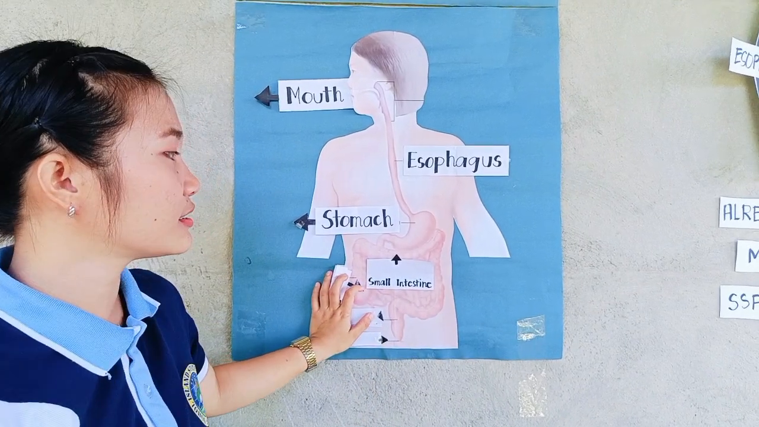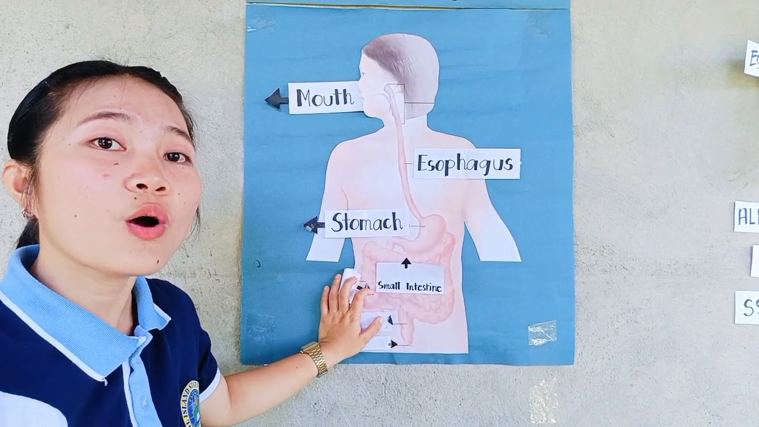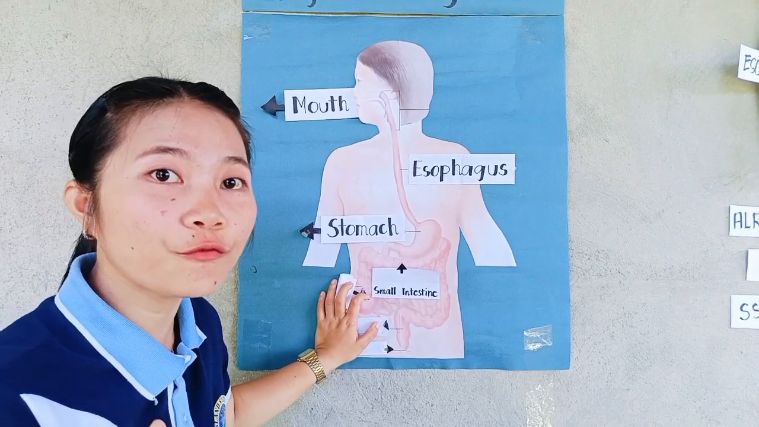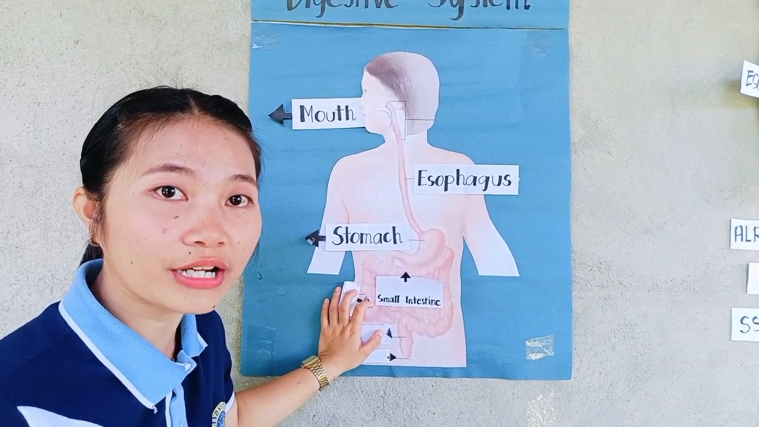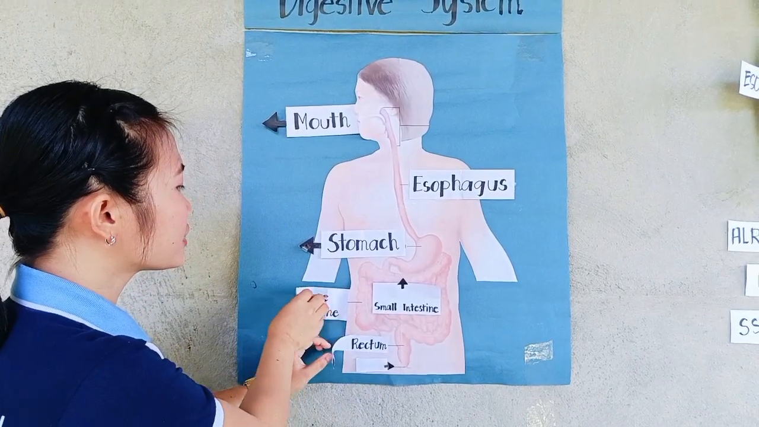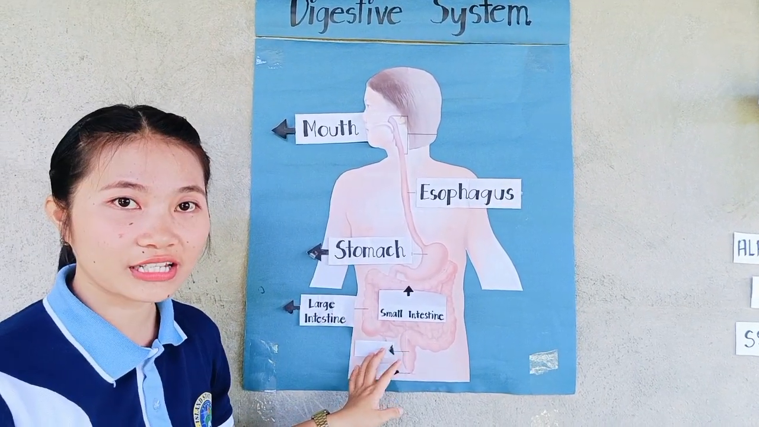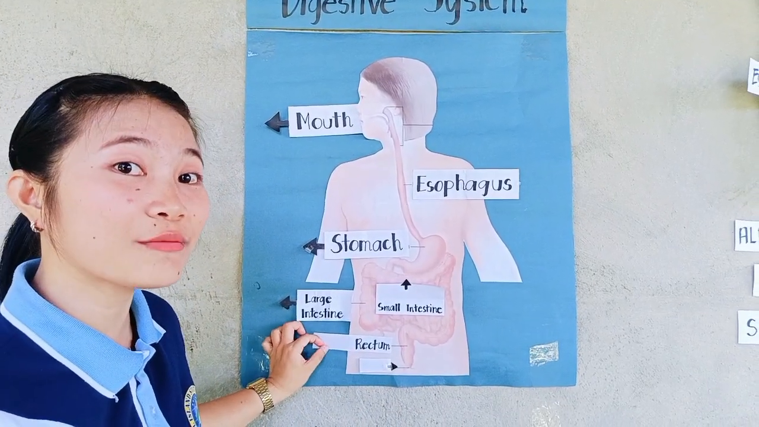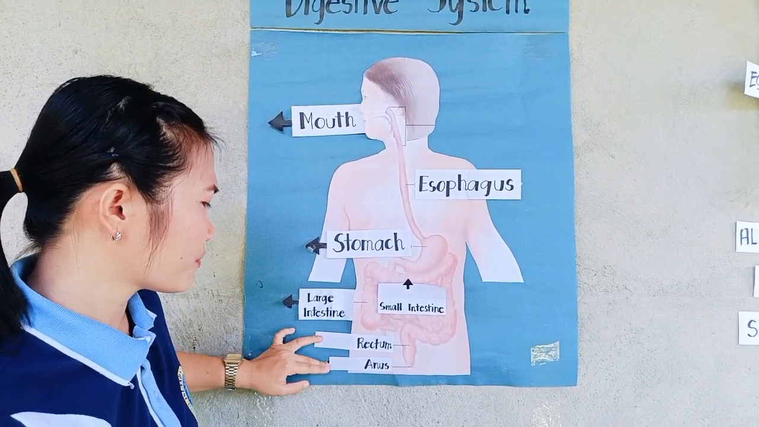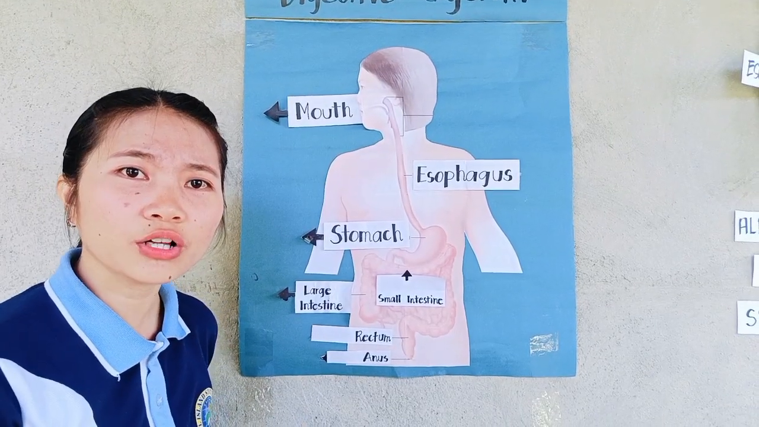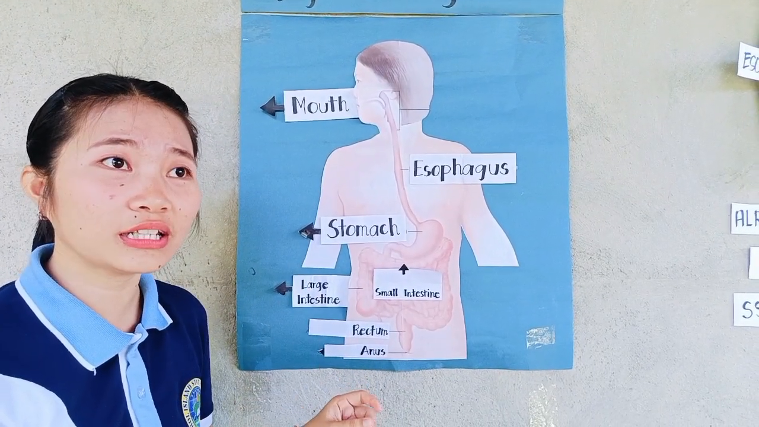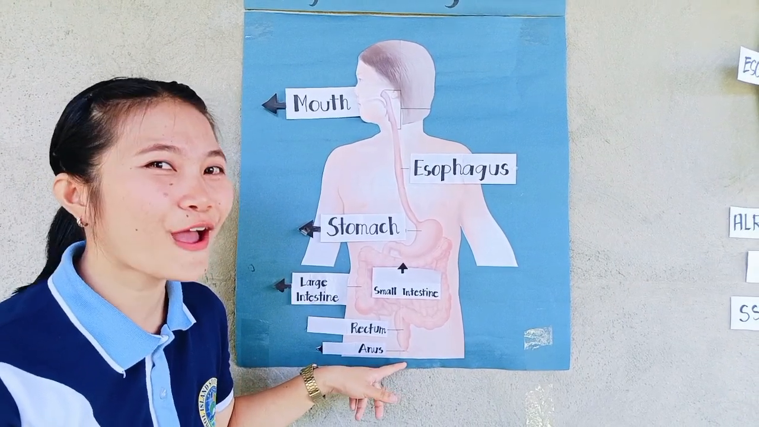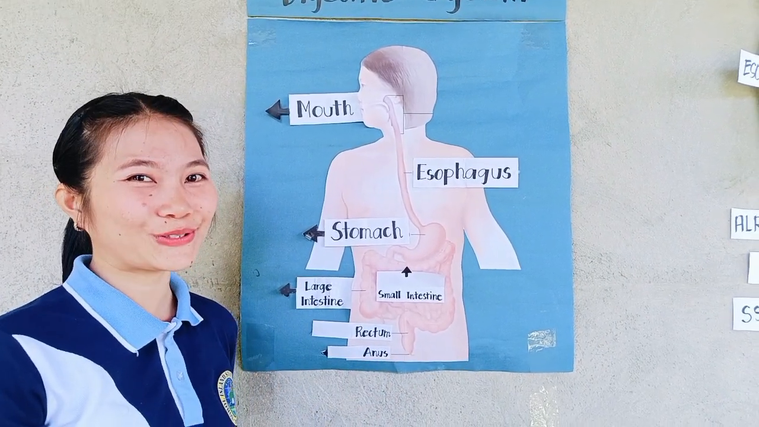And next, after the small intestine, where would our food go again? The leftover food that has no nutrients already. Very good. It goes into the large intestine. After the large intestine, it will go into, very good, the rectum and the anus. What do we call the food that we ate, that is already processed, that goes out of our anus? Very good. It's a stool.